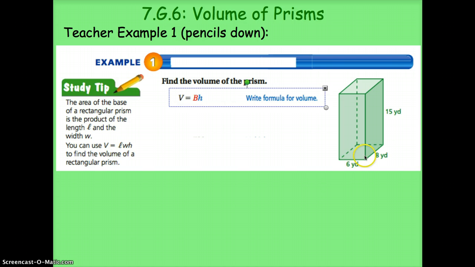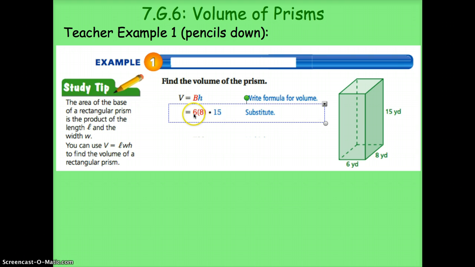Now if we look at the base, in this case I'm looking at the base being the bottom. Okay, but you could also say this piece here is the base or this piece here. It doesn't matter as long as you stick to what you've committed to. So the area of the bottom rectangle is length times width, 6 times 8, times the height of the prism. Now remember, the height of the prism is the distance from one base down here all the way to the top base, the other base. So that is 15. It's not the height of that base, that rectangle.